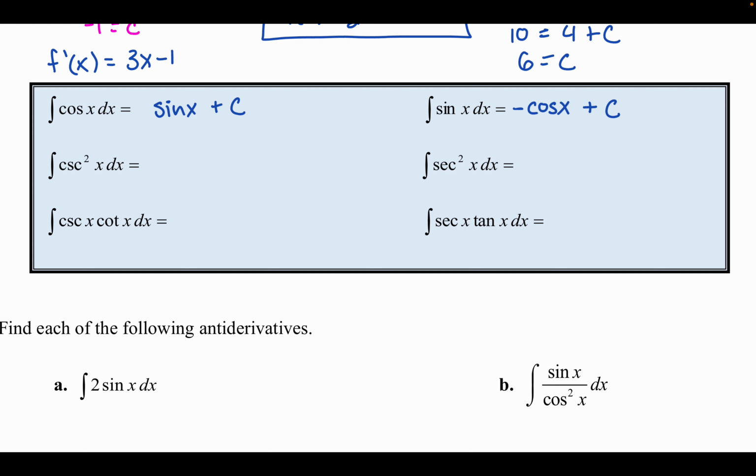It'll be similar for cosecant squared of x, which is going to end up being negative cotangent of x plus c. Secant squared of x is tangent x plus c. The next line is going to be negative cosecant of x plus c. And the last one is secant of x plus c. You can look at all of these and see how if you took the derivative of the right-hand side, you'd end up with the function inside the integral.